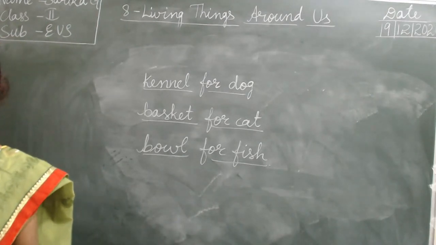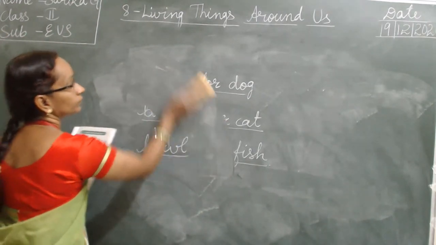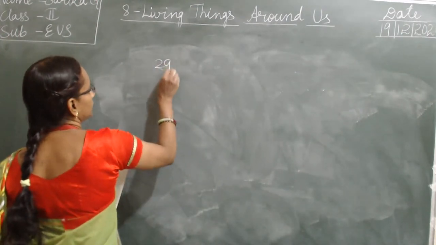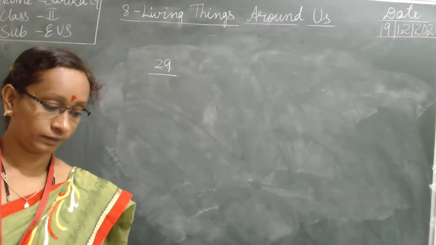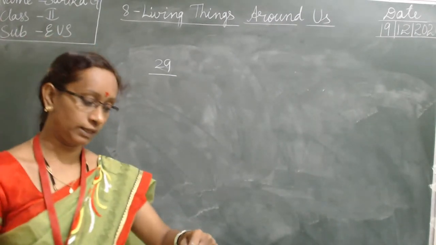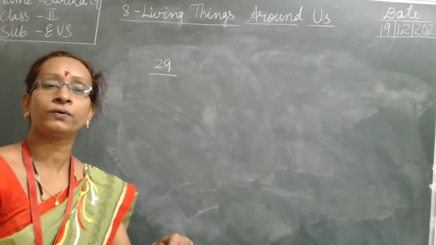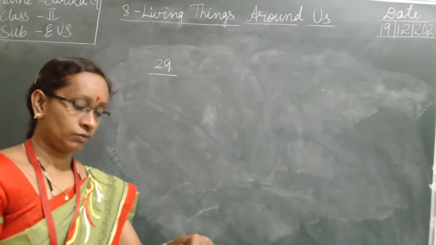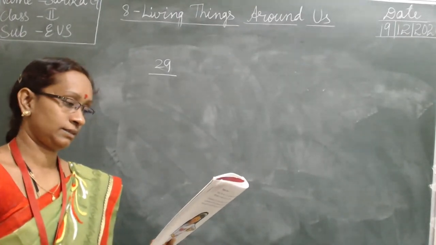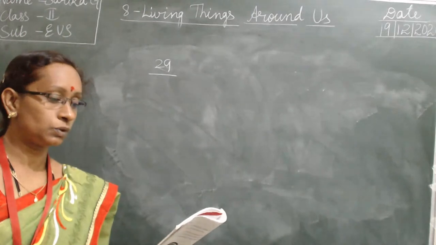Now open the companion book, page number 29. Find someone who owns a pet. Interview the person and fill in the following details. You have to take the interview and fill in all the details here. Take the entry of that person who has a pet.